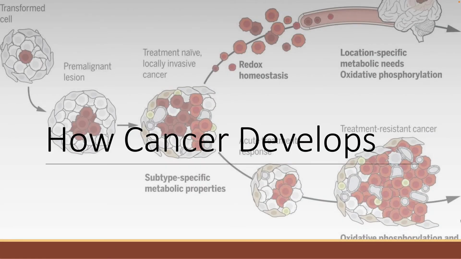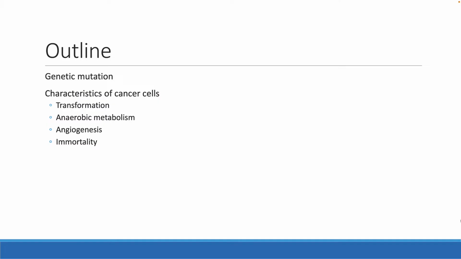Let's talk about how cancer develops. In the following slides, we're going to talk about the genetic mutation that has to happen. And then I want you to understand the characteristics of cancer cells and how they stay alive for so long and grow so aggressively. So we'll talk about transformation and their use of anaerobic metabolism, the way that they generate blood flow, blood supply, and then their immortality as well.